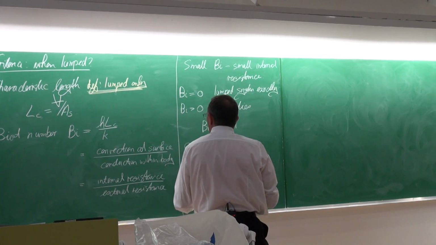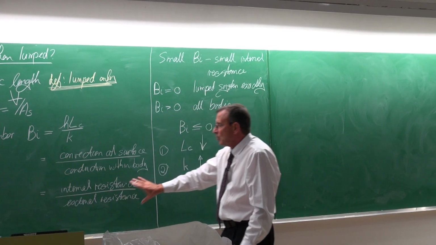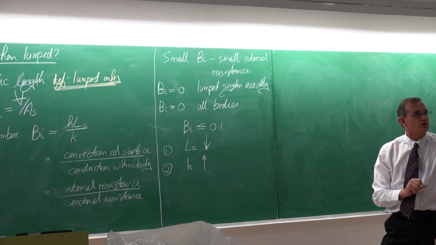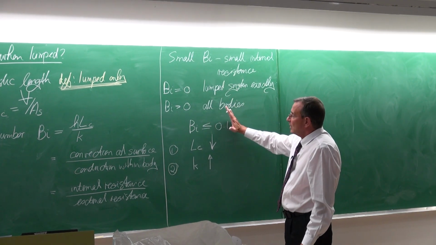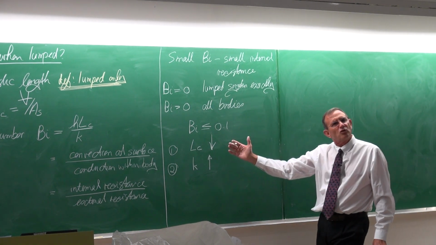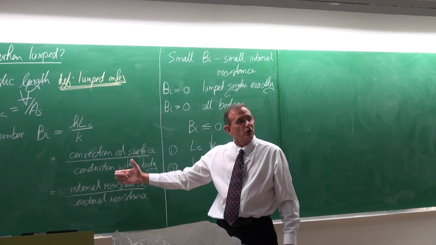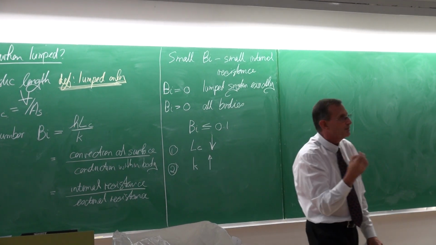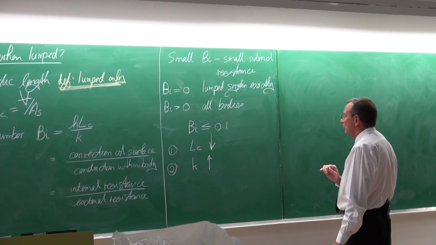But what is more important is that you really understand this ratio of the internal resistance to the external resistance. It's all good and well to use the Biot number, but that is just to quantitatively have a criterion, but you will see in this module you need some deeper insight. And I'm going to explain it to you with the following example.